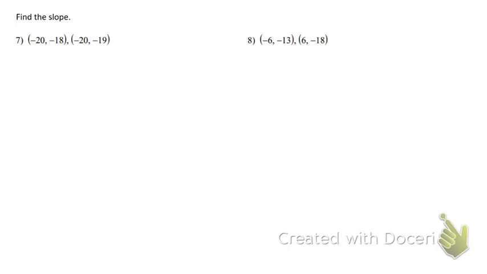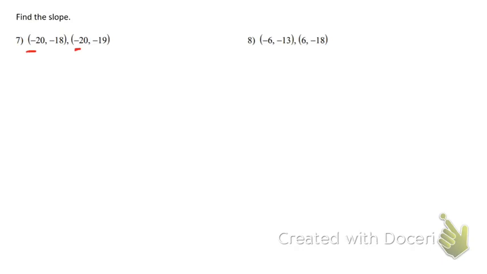But what I want to talk about for this one, particularly number 7, can you see that you have two of the same x coordinates? If you have two of the same x's or two of the same y's, you're going to get either a horizontal or vertical line, because when you subtract two of the same number, you're going to get a 0. So you just have to figure out where it's going to be, on the top or on the bottom.